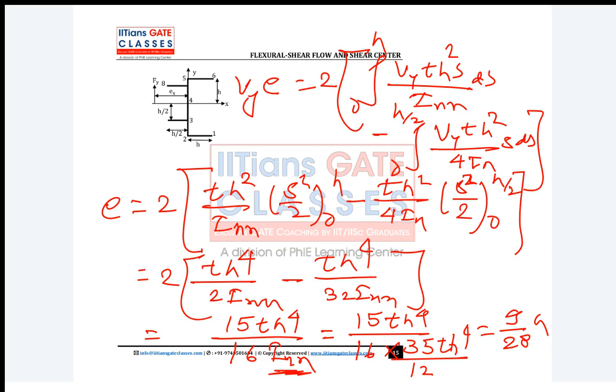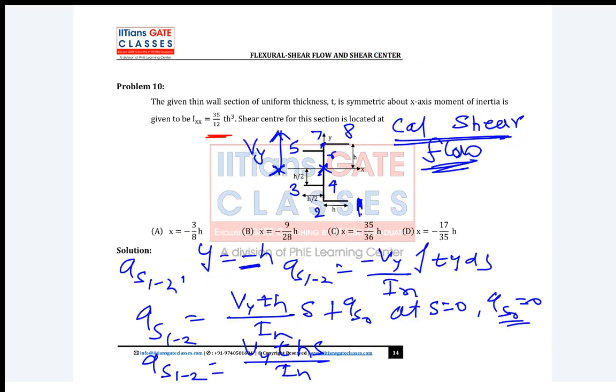Correct? 9/28. Now see guys, we got this e value positive, but it is on what? Negative x, right? It is on negative x direction. So what is your answer? x will be minus 9/28 h. Guys, you can say which is my correct answer.